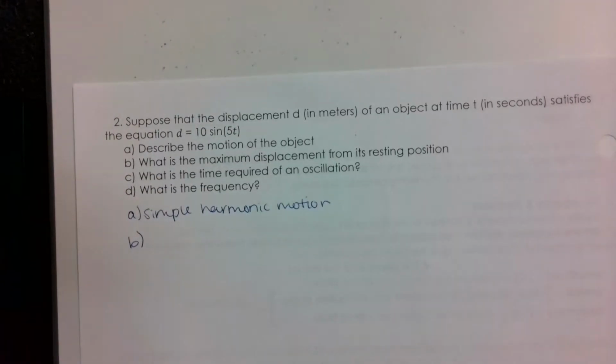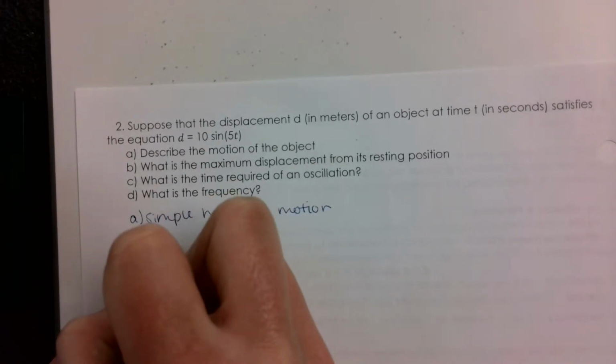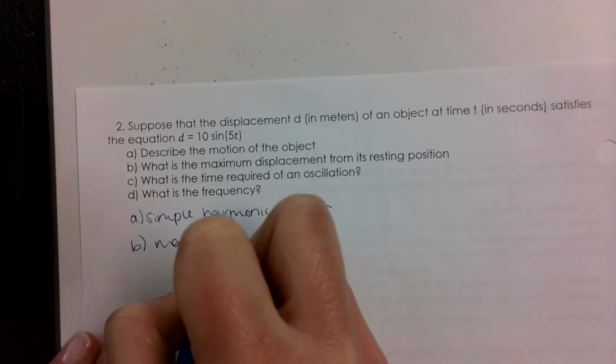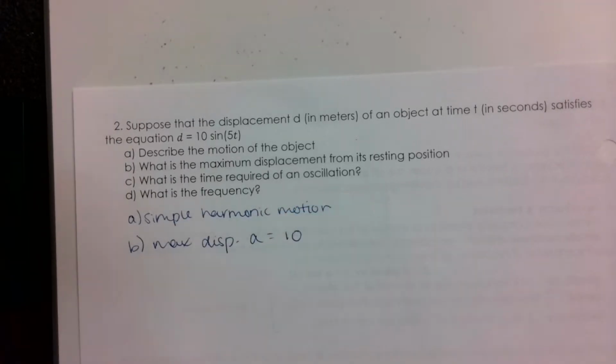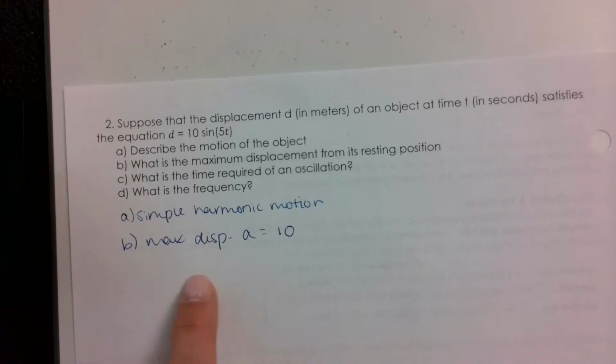The next part wants to know what's the maximum displacement from its resting position. So how would we find that? Yeah, it's 10, it's your amplitude, right? So it would be 10 in either way. Say max displacement is your amplitude, which was 10. Max displacement, I just abbreviated it.